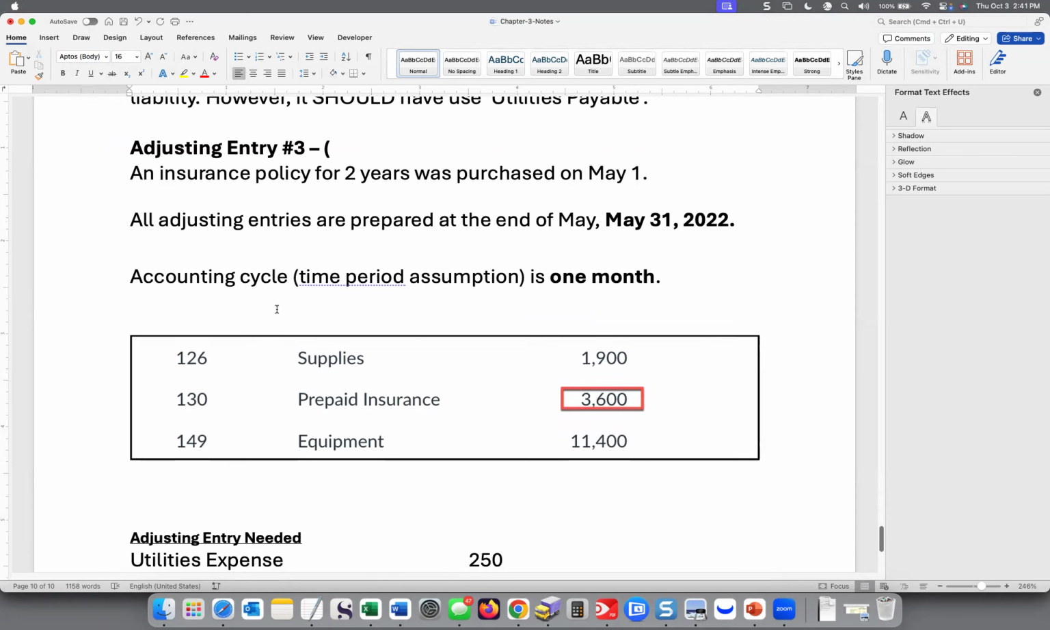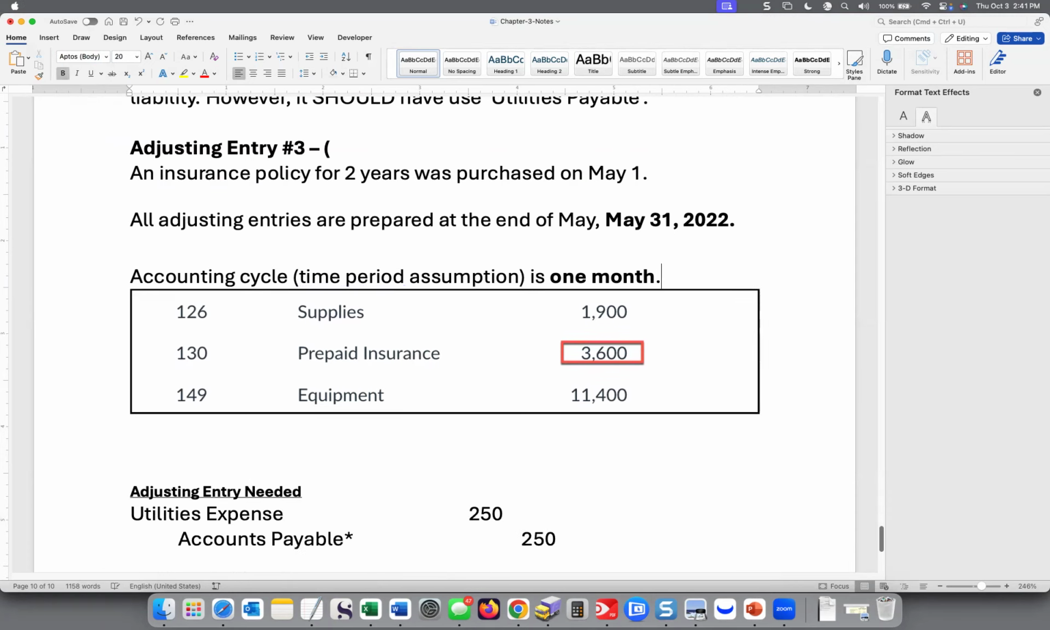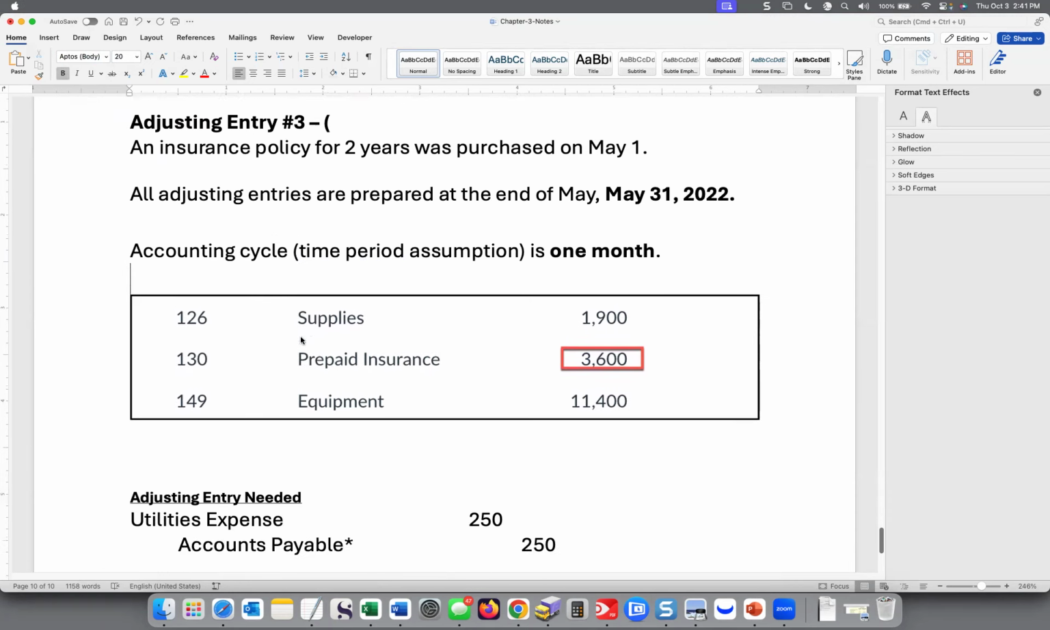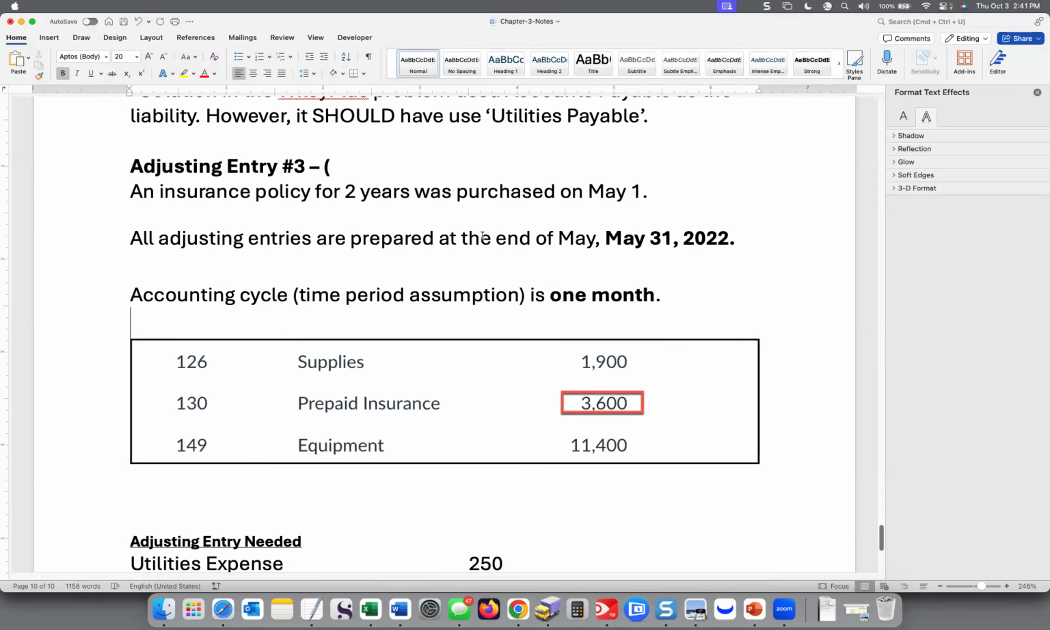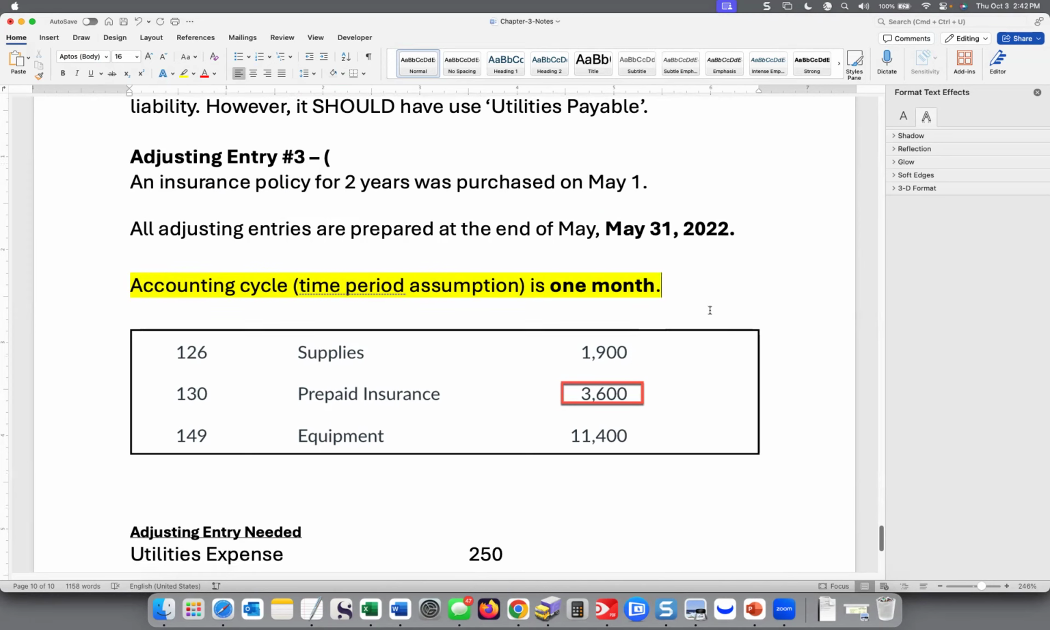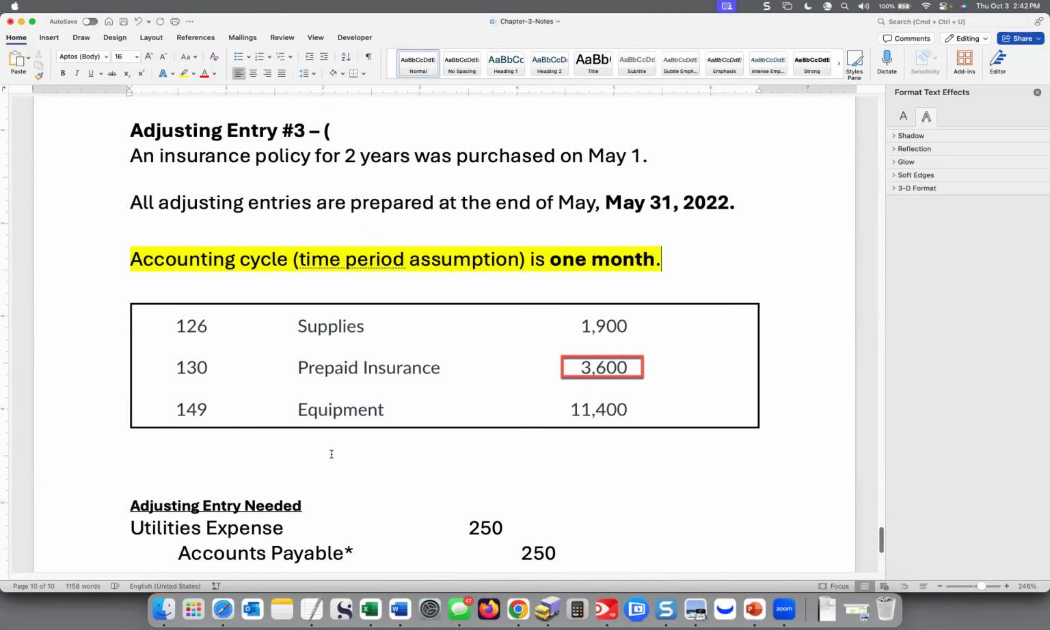So that's the amount that went in the account for the policy. Right now, we have to figure out how much we need, and that's where this situation is extremely important. Okay. So if yellow highlight that for emphasis. We only need 1 month's worth of insurance. Here we got a 2-year policy.